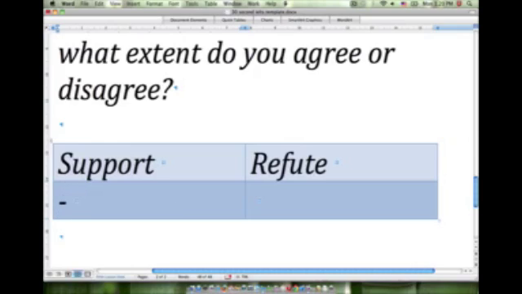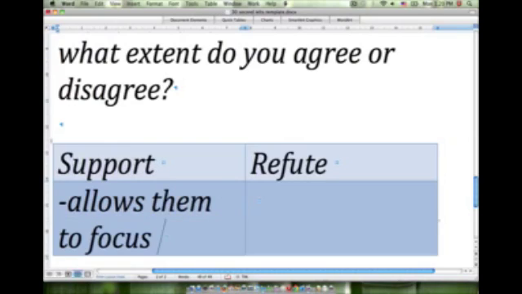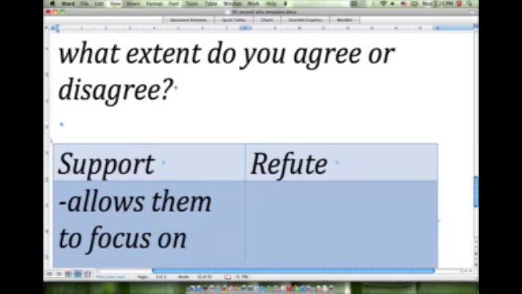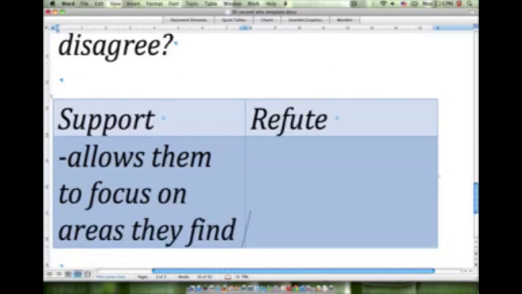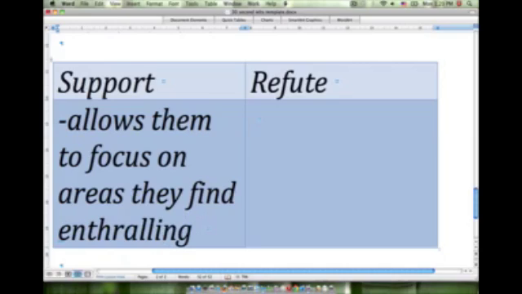So perhaps we might say that it allows them to focus on areas they find enthralling. Enthralling just means sort of like interesting or fascinating. Allows them to focus on areas they find enthralling.